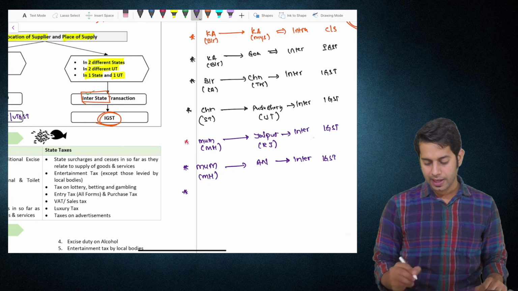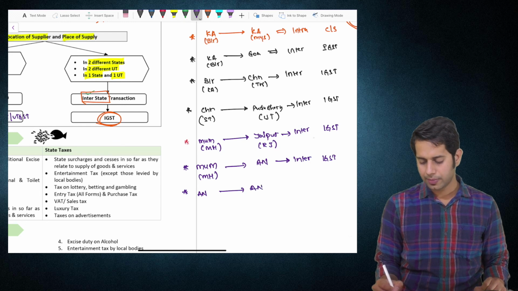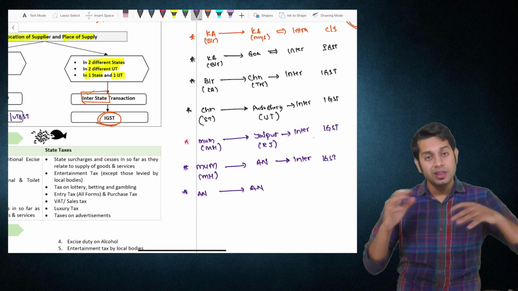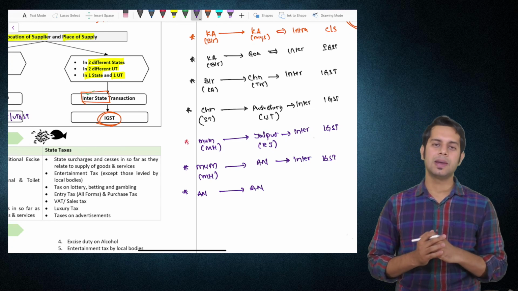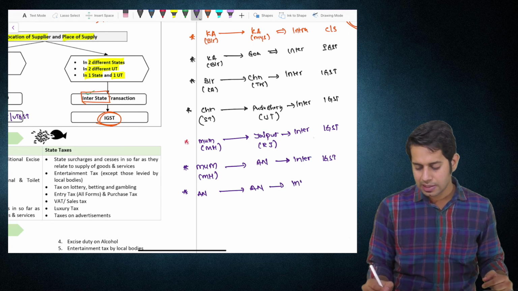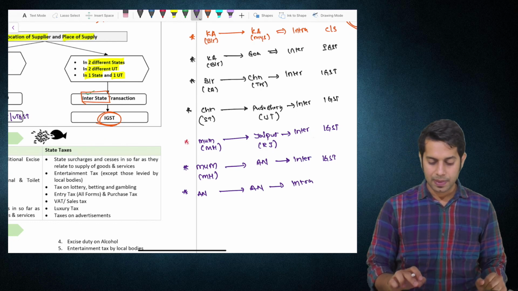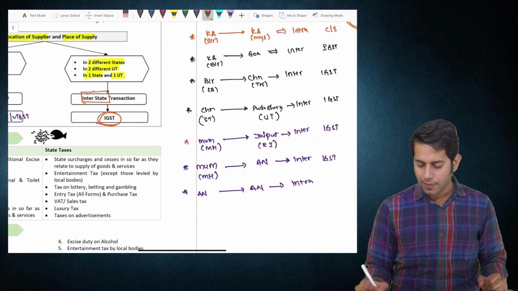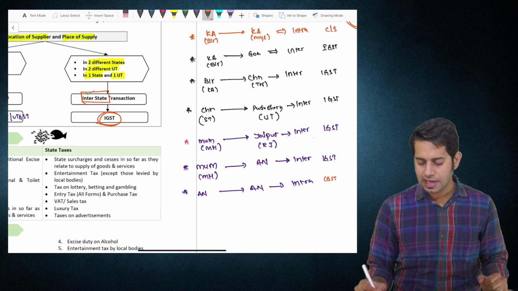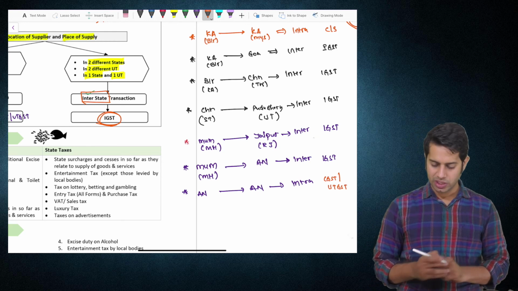Now, next point. A supply has been made from Andaman Nicobar to Andaman Nicobar. Meaning, a supply is made within the same union territory. This type of supply is called intrastate supply. What am I going to pay? I am going to pay something called CGST and UTGST.